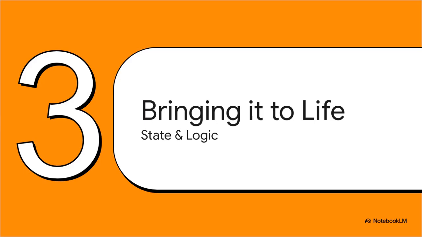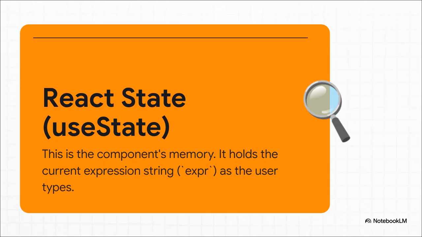All right, so the UI looks fantastic, but right now it's just a pretty picture. The buttons don't actually do anything. So how do we bring this calculator to life? This is where the logic comes in. The key ingredient here is something in React called state. If you're not familiar, useState is basically a component's memory. For a calculator, it holds the current string of numbers and operators, we'll call it expr, that you see up on the display while you're typing.